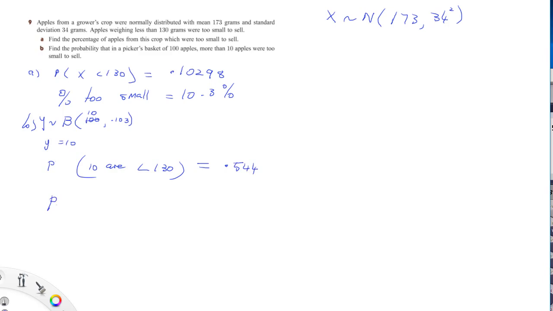So the probability that more than 10 apples are small is the rest, which equals 0.446 or 0.45.